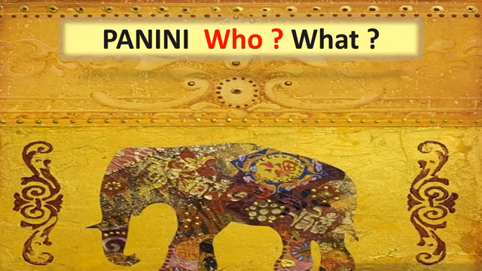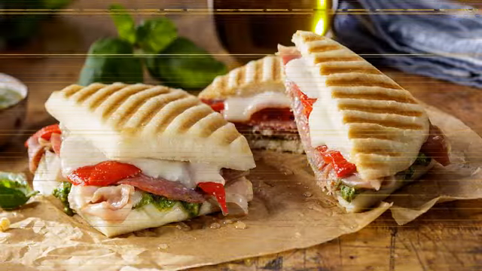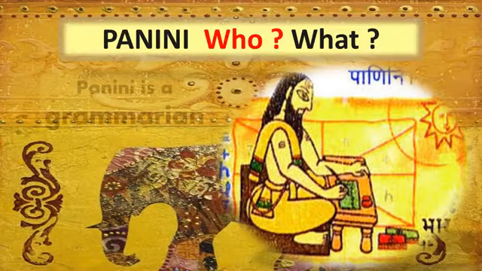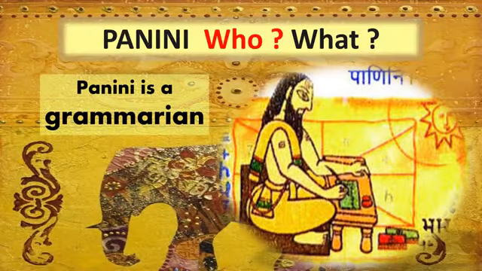Then we have Panini. Well, I hope that you're not starving, because Panini is not a sandwich. He's not named after the Italian sandwich. The Italian sandwich is not named after him. As a conclusion, he's neither a sandwich nor an Italian. So Panini is a grammarian.